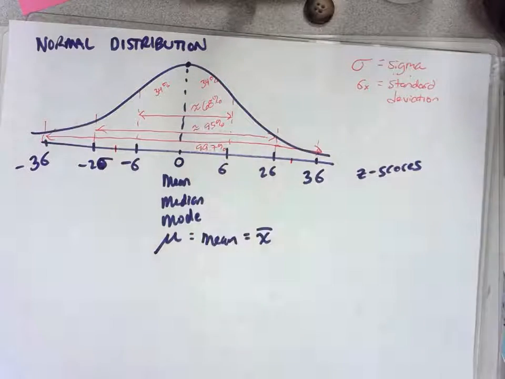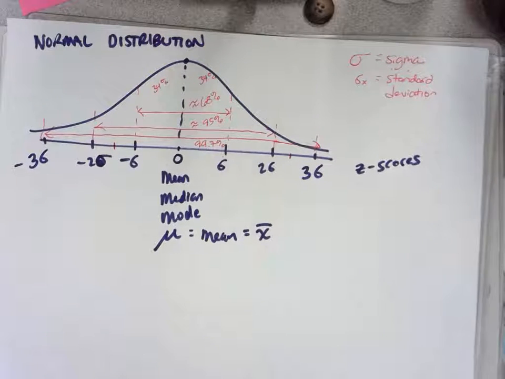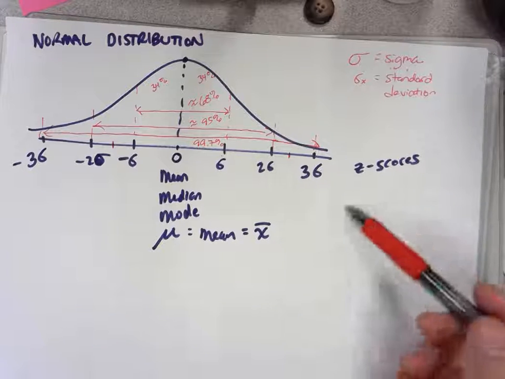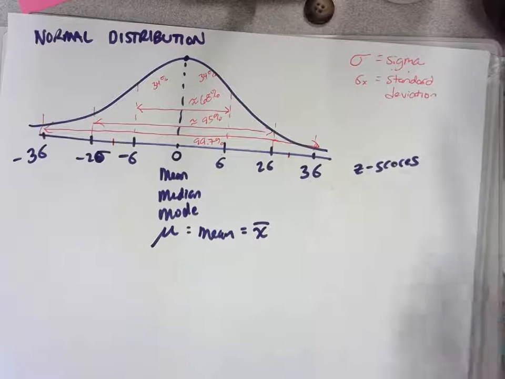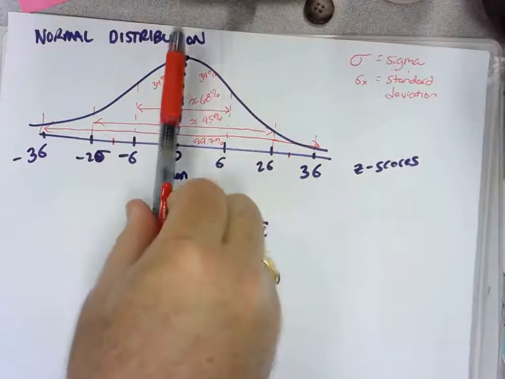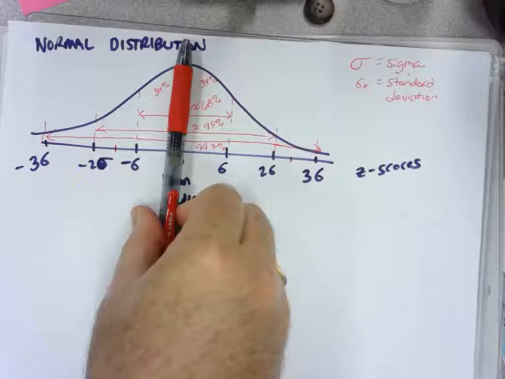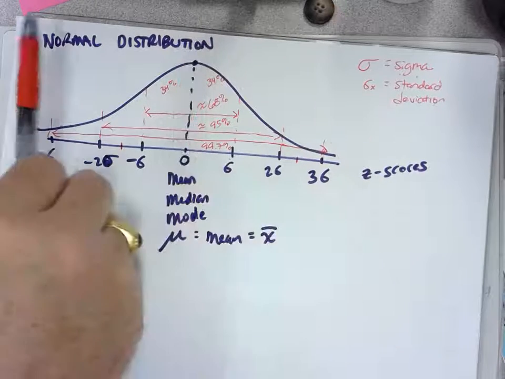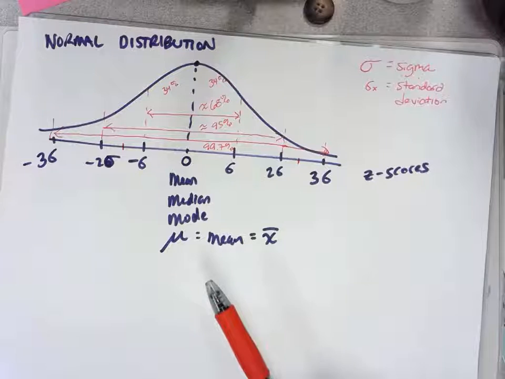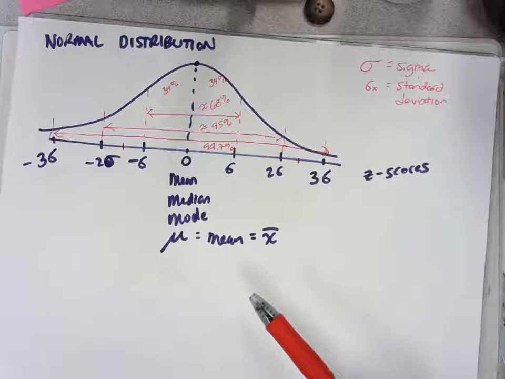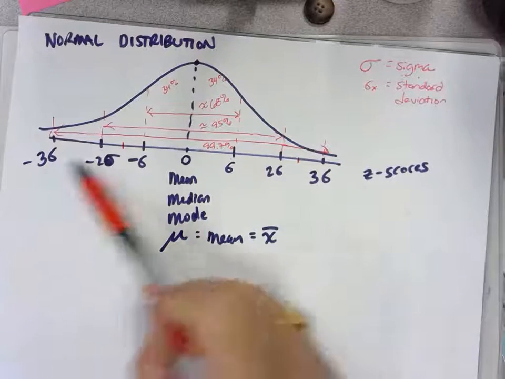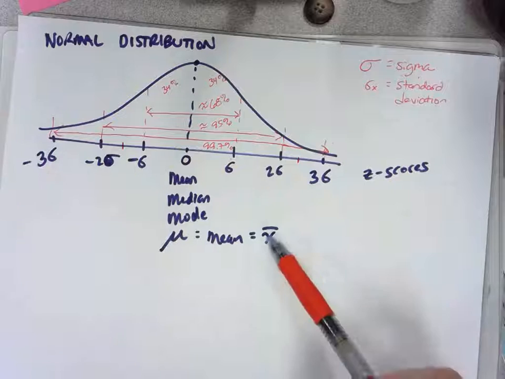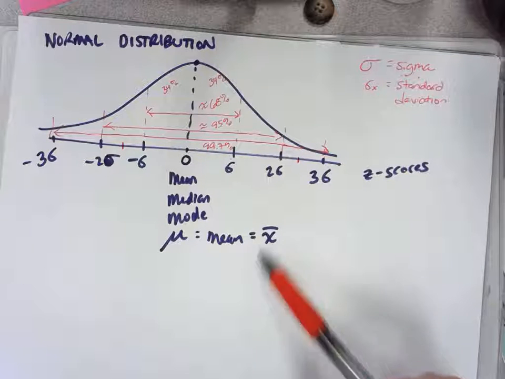Not saying you can't go to the calculator anyways, because it'll still do the problem. You just have to tell it what it needs to know: what's my mean, what's my standard deviation, what 2 values are you looking in between. We said also this curve is symmetrical. 50% sits to the right, 50% sits to the left. And all of this adds up to 1.